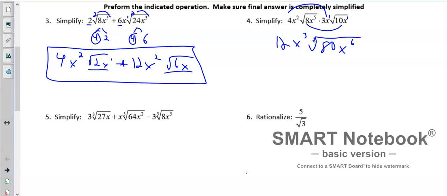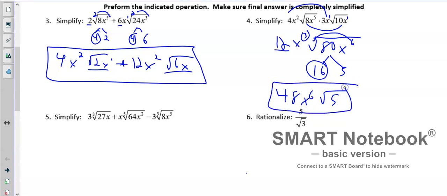Now the 80 is going to break down. Now, it's a square root, so we're not going to use 8. That was for the cube root. We're looking for the biggest number that goes into 80, and that's 16 times 5. The square root of 16 is 4, but we got to multiply by this 12. So that's 48. I'm going to put my square root here. The 5 is stuck inside. 6 divided by 2 is 3, but I already had 3 out here, so that's going to be 6 now. All the x's came out, so I'm done.